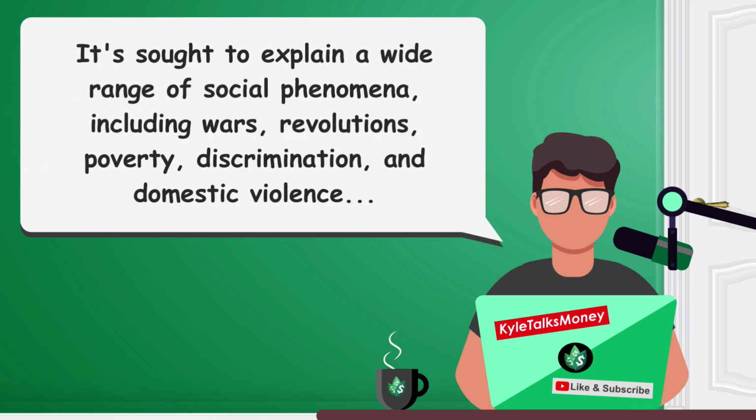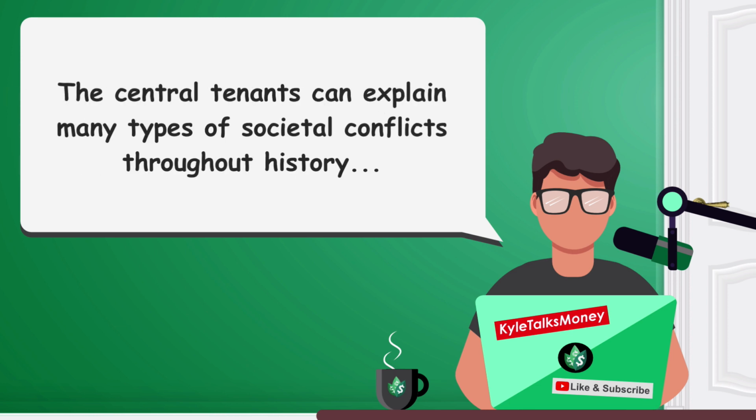It seeks to explain a wide range of social phenomena including wars, revolutions, poverty, discrimination, and domestic violence. It describes most of the fundamental developments in human history, from democracy and civil rights to capitalistic attempts to control the masses. Central tenets of conflict theory are the concepts of social inequality, the division of resources, and the conflicts that exist among different socio-economic classes. The central tenet of conflict theory can explain many types of societal conflicts throughout history. Some theorists believe, as Marx did, that societal conflict is the force that ultimately drives change and development in society.